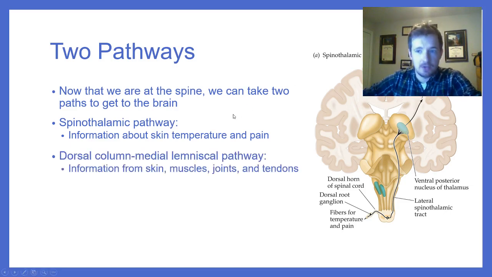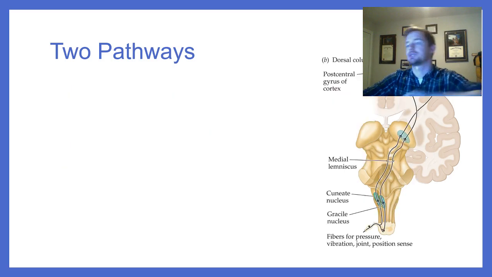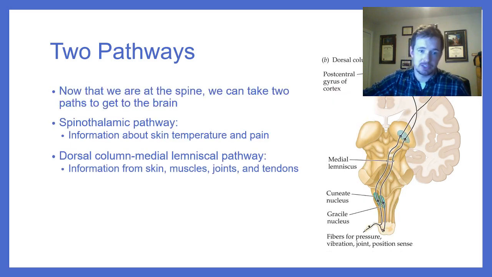The other pathway, though, is the dorsal column medial lemniscal pathway. That's a mouthful, so usually I'm just going to call it the DCML pathway. Most people do. This pathway is a little bit more complicated because it is going to include lots of information from any other area of our bodies. Anything that's not pain or temperature is going to be the DCML pathway.